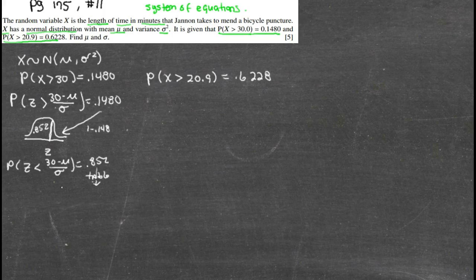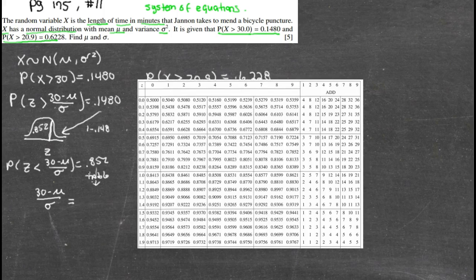I go to the table, and remember, I know the probability, so I'm going to look inside the middle of the table to get this number. So let's go find it, 0.852. Trying to find the closest one. 0.8508, all right, that's 1.04. Now, how much more do we need? If we add 12 to that, 8 and 12 is 20. That'll be 0.8520. So that makes our number 1.045.